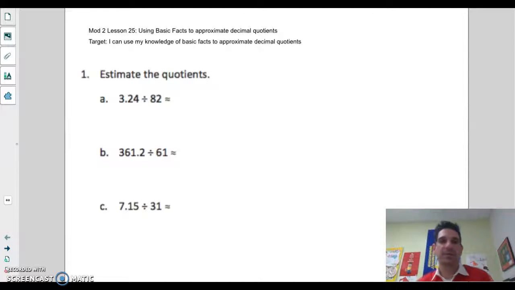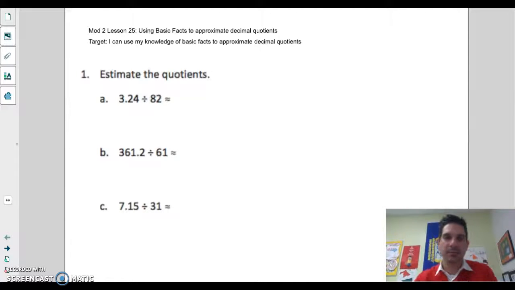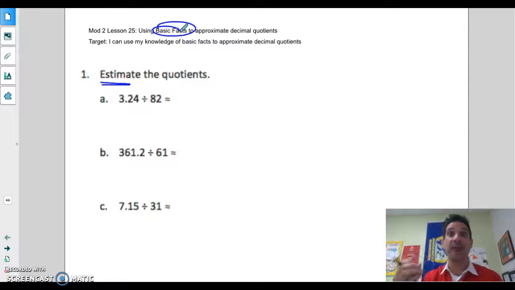All right, hey guys. So now we're on lesson 25, and we're going to use basic facts or approximate decimal quotations. So this is all, my friends, about estimating and using basic facts. As I go back over and over again, basic facts, basic facts. All right. So I look at this first one, 3 and 2400 divided by 82.